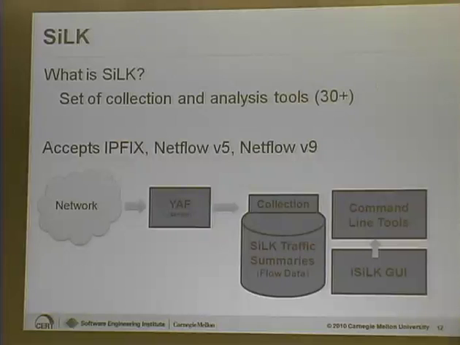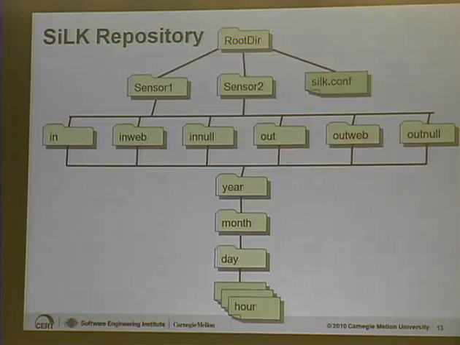So what do you do with the YAF output? Well, we dump it into SiLK, which is, as I mentioned before, our set of collection and analysis tools. Practically, it's about 30 command line utilities. If you are familiar with the Unix environment, they're pretty easy to pick up. So the tool model is listed here below. You've got your network capture, YAF is your sensor, which feeds into collection for SiLK, and then you've got a series of command line tools.